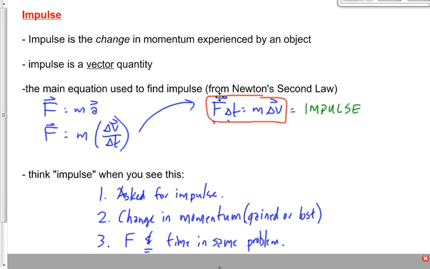Impulse is just sometimes a more efficient way to solve the problem, and a more versatile way sometimes. In the end, impulse, F times delta t is equal to m times delta v, really is just Newton's second law. It's another form of Newton's second law. So in most cases, if you can solve it with impulse, you could also solve it with this equation in combination with one or more equations.